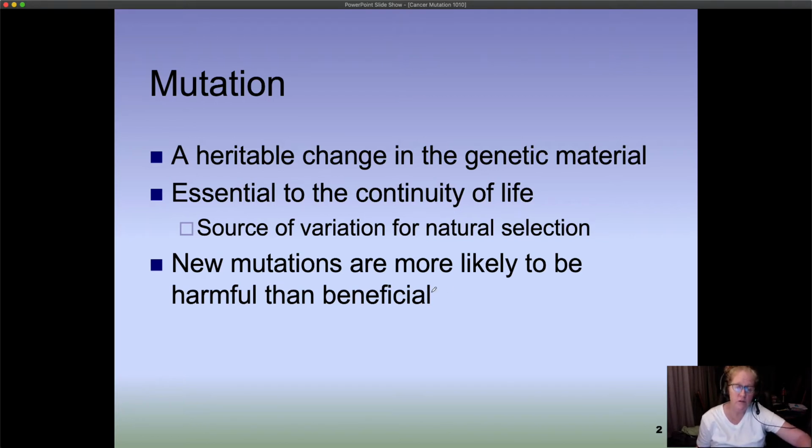New mutations, for the most part, are usually more harmful than they are beneficial. Evolution of most species is very advanced, so any new mutations are probably not going to allow the organism to survive in a better way than it already does. But that does not mean that there are not mutations that can occur that are either benign, don't really make any difference at all, or can actually be beneficial to an organism, especially in a changing environment.